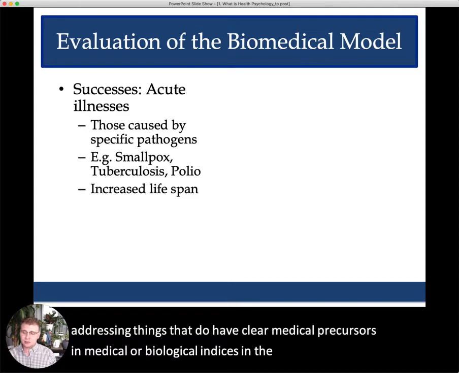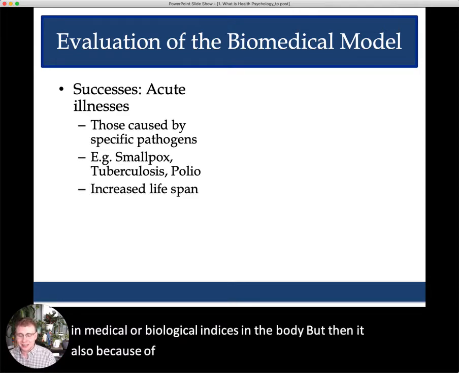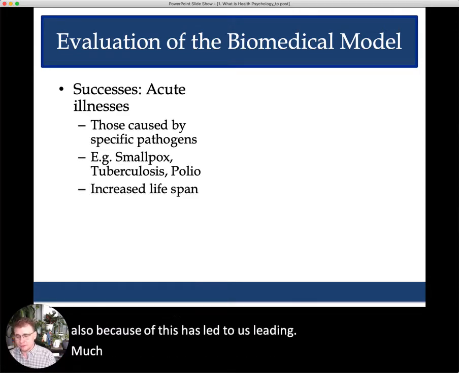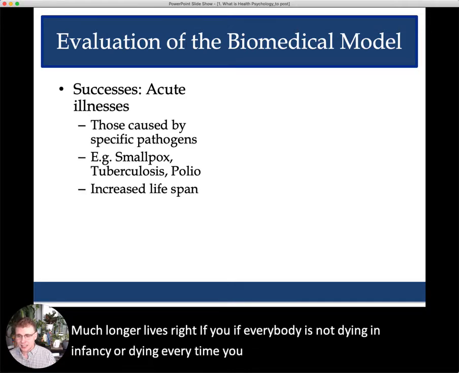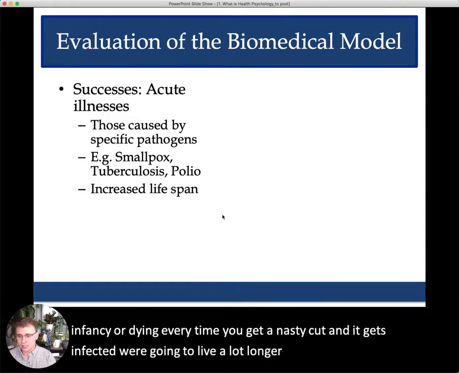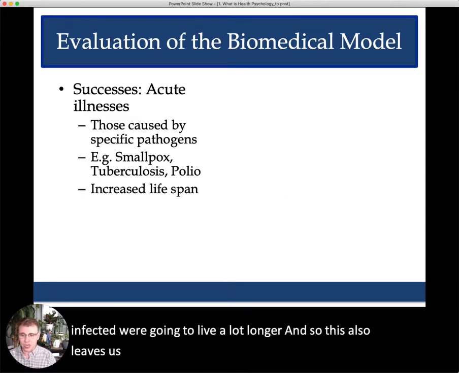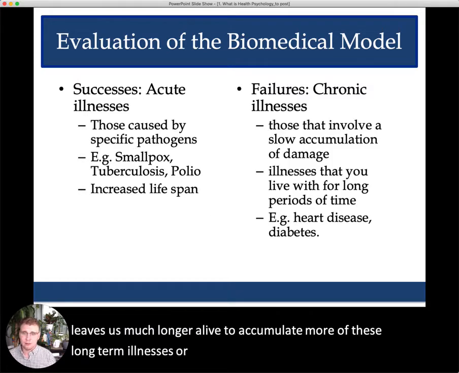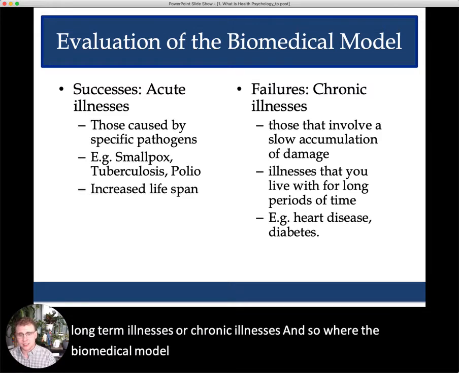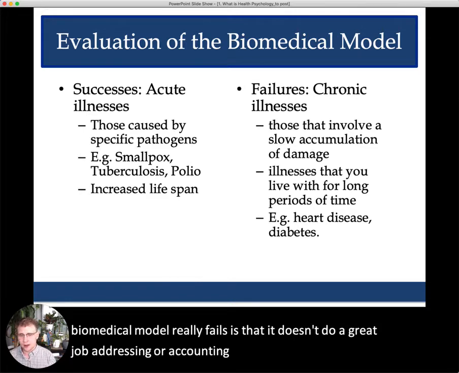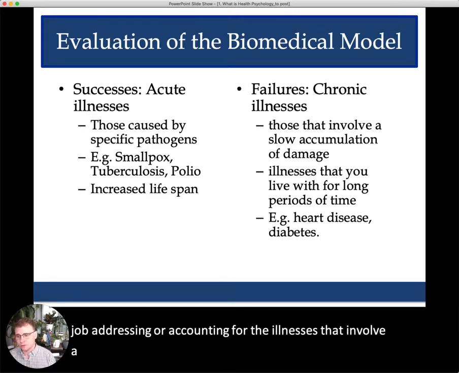But then it also, because of this, has led to us leading much longer lives, right? If everybody's not dying in infancy or dying every time you get a nasty cut and it gets infected, we're going to live a lot longer. And so this also leaves us a much longer life to accumulate more of these long-term illnesses or chronic illnesses. Where the biomedical model really fails is that it doesn't do a great job addressing or accounting for the illnesses that involve a slow accumulation of damage over time.